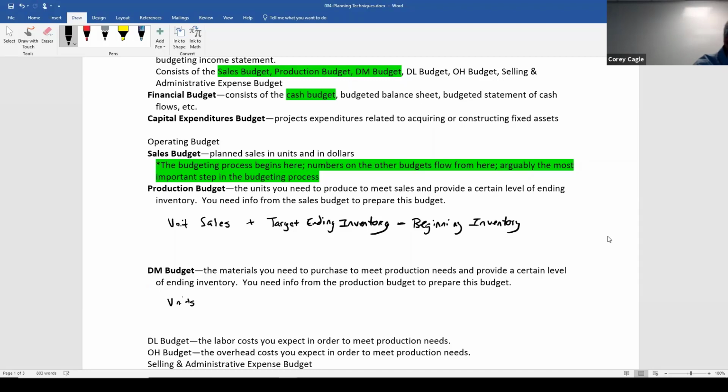Units produced times whatever the material is that you're dealing with. It might be something like 1,000 units times 5 pounds of whatever this material is per unit. So you're converting that to a material. Right? And then from there, all you're doing is the same thing you did up here, plus target ending inventory of materials minus beginning. You need a cushion of ending inventory on hand for materials too.